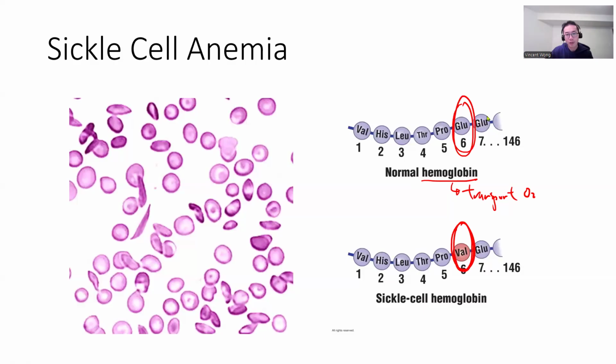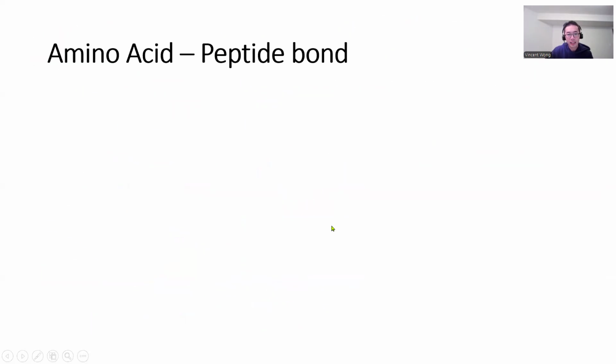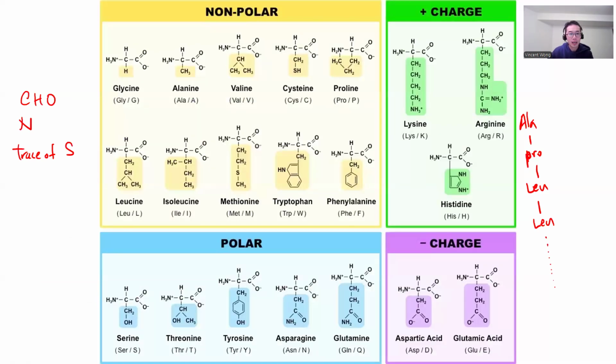We're looking at GLU and VAL. Let's take a look at GLU. Where is GLU? Okay, GLU is right here. GLU is a negatively charged amino acid. After the mutation, after the mistake, you replace GLU with VAL, which is a non-polar amino acid.